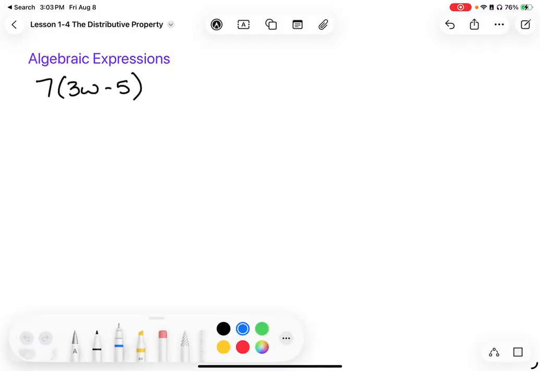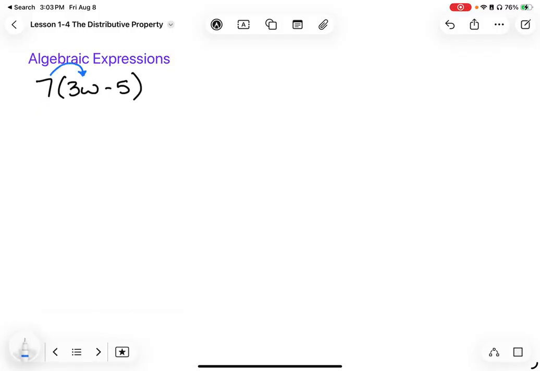The first thing that we would do is 7 multiplied by 3w. So multiplying 7 by 3w means we do 7 times 3, which is 21. And then since it's 3w, that just means we're going to have 21w. Then the second part of the distributive property says we do 7 times 5, which is 35. And because there was a minus sign in the parentheses, there's going to be a minus sign in the problem.